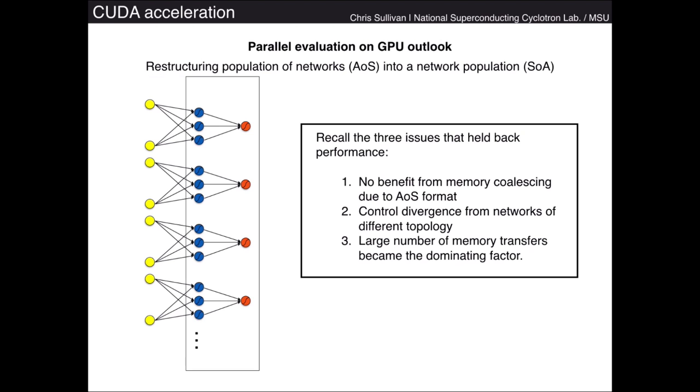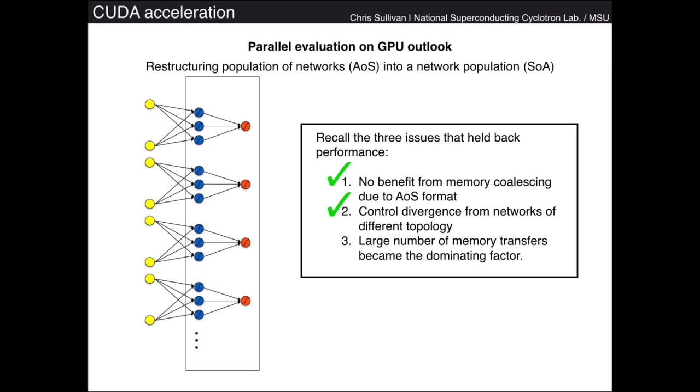And so this is clearly advantageous because now that we're storing things as a struct of arrays, or a struct of connections and a struct of nodes, for instance, we actually will be able to gain benefit from memory coalescing because the connections will all be in contiguous memory space. In addition, we won't have the control divergence problem that we had before because we'll have a single set of connections which can be evaluated independent of one another.